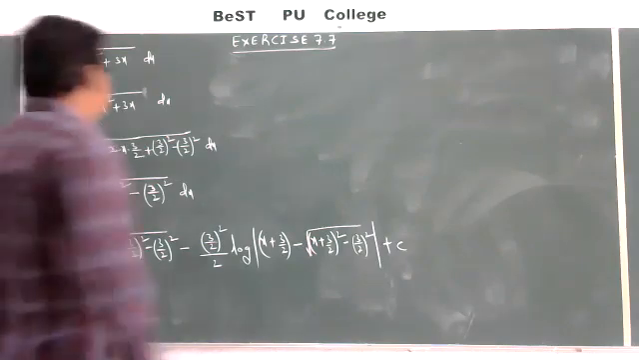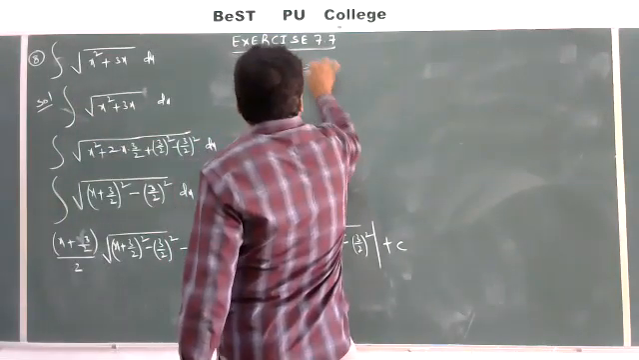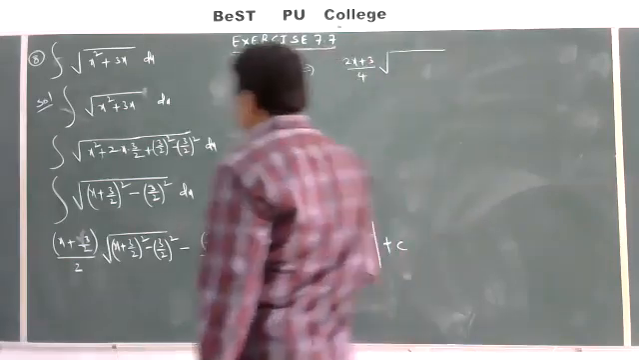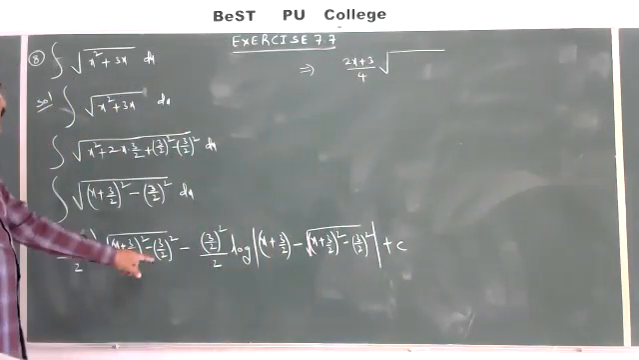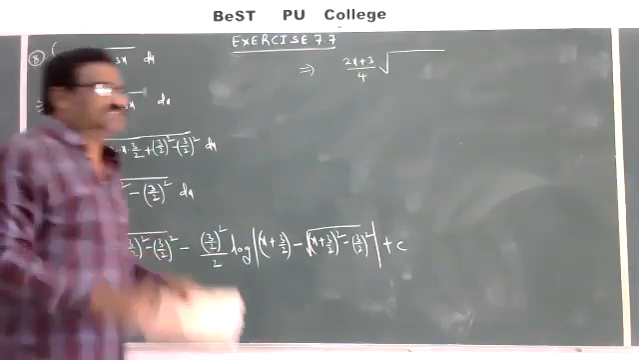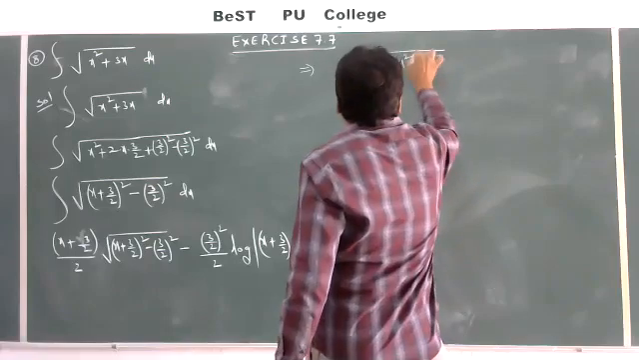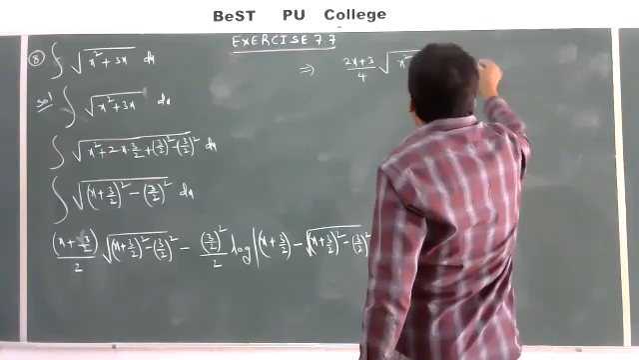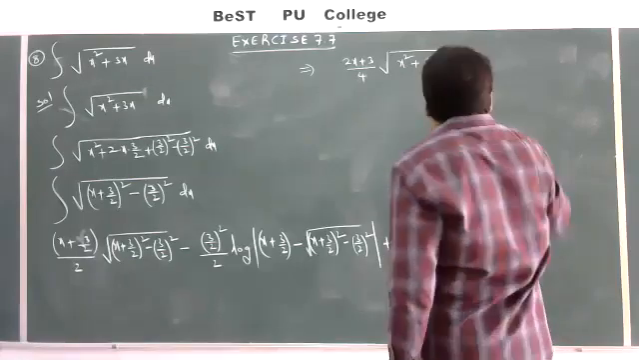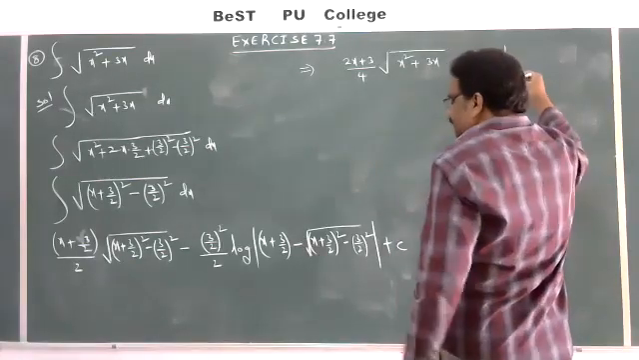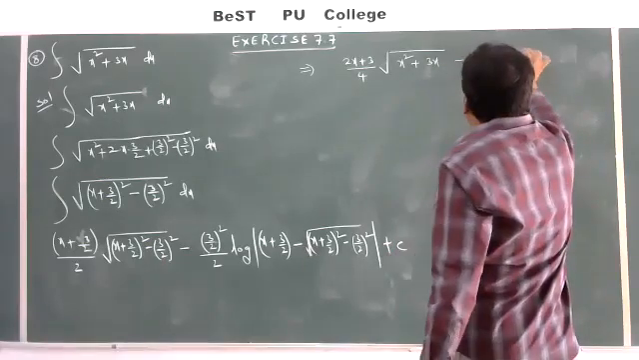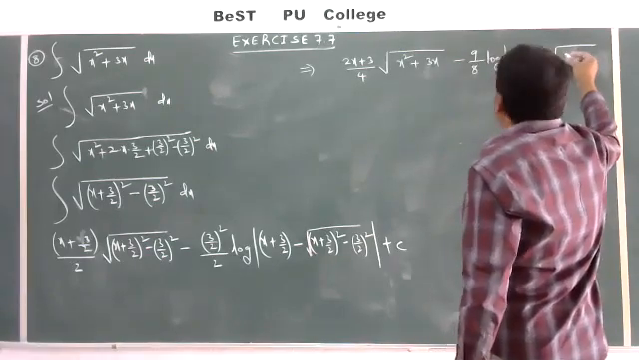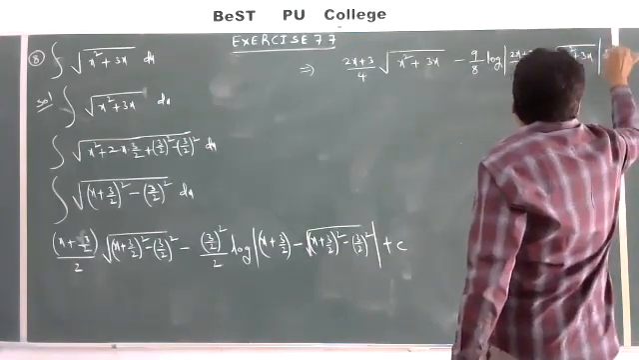You simplify. That is (2x plus 3)/4 into root of x square plus 3x minus a square, where a square is 9 by 4. So this value goes to root of x square plus 3x, minus (a square)/2, that is 9 by 8 into log mod of (2x plus 3)/2 plus root of x square plus 3x plus c. That's enough.